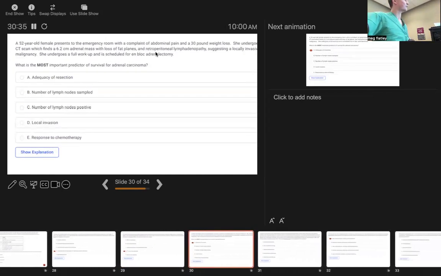All right, going on. A 52-year-old presents with abdominal pain and weight loss. She undergoes CT scan with a 6 centimeter adrenal mass, fat stranding, and adrenal lymphadenopathy. It is locally invasive. She undergoes a full workup and en bloc resection. For adrenal cortical carcinoma, what is the most important predictor of survival?